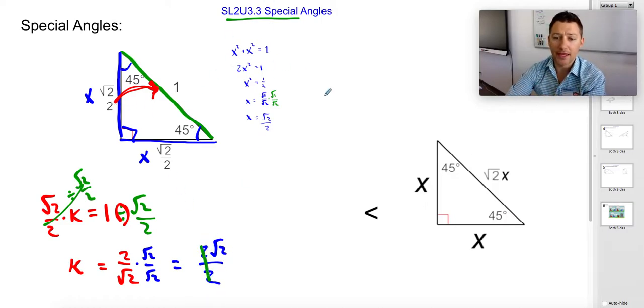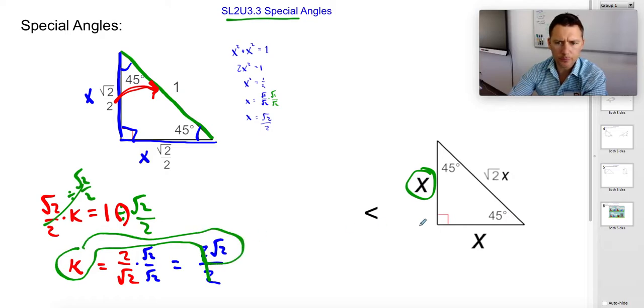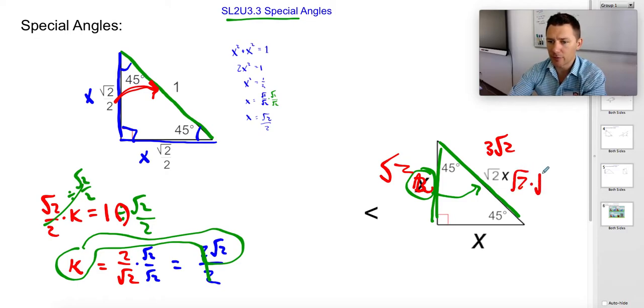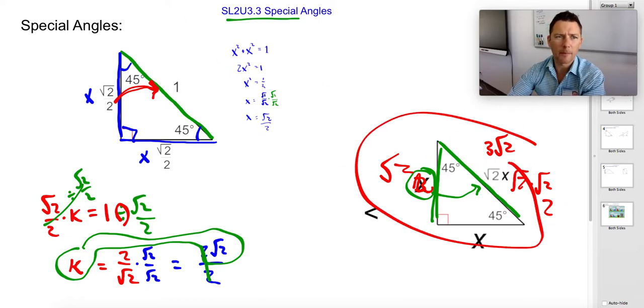So in essence, what that means is if you know one side, if you multiply by this constant, root 2, you get the hypotenuse. So if one side is x, the hypotenuse is root 2 times x. If this side is 3, this side should be root 2 times 3, 3 root 2. If this side is root 2, this side should be root 2 times root 2, so just 2. We'll mess with those a little bit more.